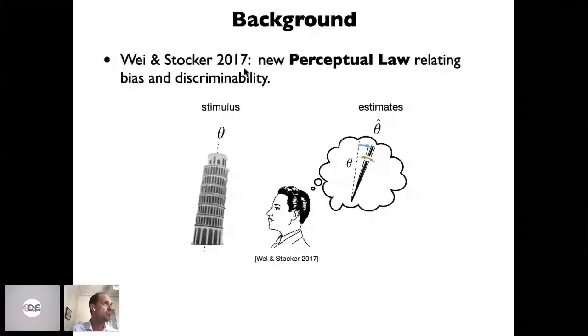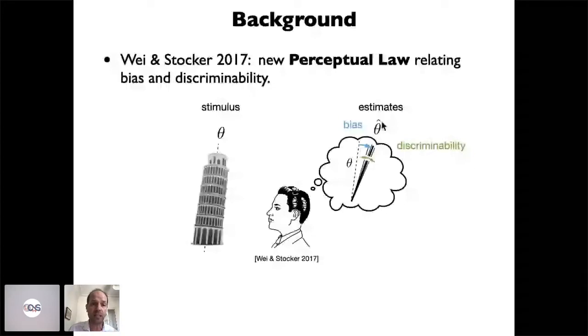The perceptual law formulated in Wei and Stocker, a paper in PNAS in 2017, was about the relationship between a true stimulus and the observer's bias and the discriminability of the stimulus. If you think about a human looking at the Leaning Tower of Pisa, theta would be the stimulus angle, the angle of the lean that the true stimulus has. You might imagine then that the subject has to report theta hat, this observer's estimate of what that angle is.